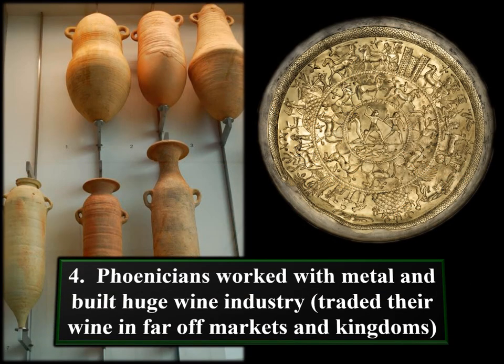The Phoenicians worked with metal and built a huge wine industry as well. So metalworks were one of their big exports, as well as wine. They traded their wine in far off markets and kingdoms. It was desired by many of the Bronze Age and now Iron Age peoples.